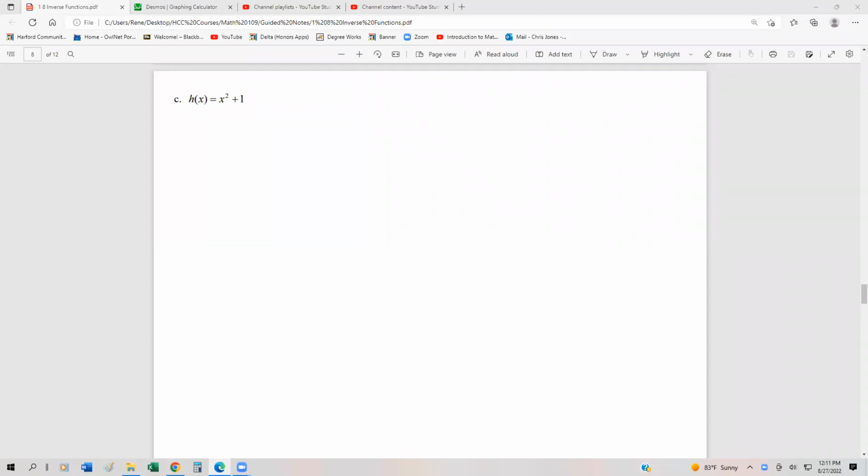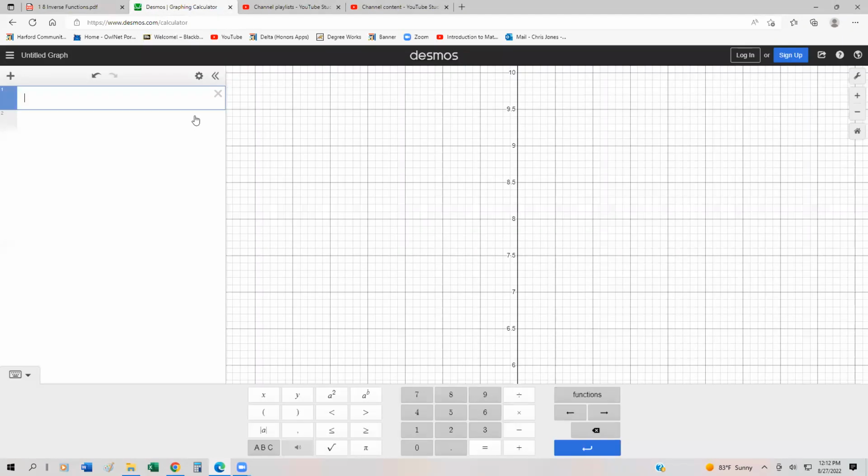We're going to take a look at being able to find the inverse function for a number of other types of functions. And these are a little more difficult than some of the ones we've seen so far. So we have this x squared plus 1. And remember, the first thing that we should do is graph the function to see if it's 1 to 1. All right, so we have our x squared plus 1.